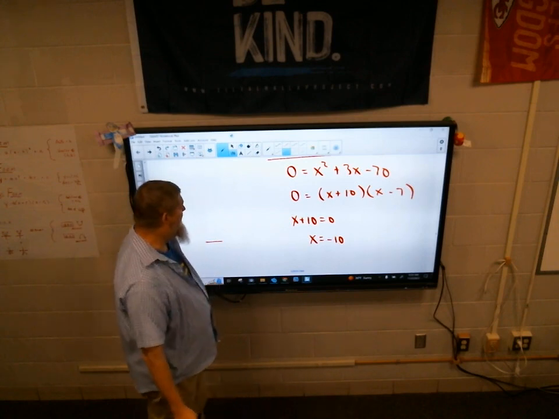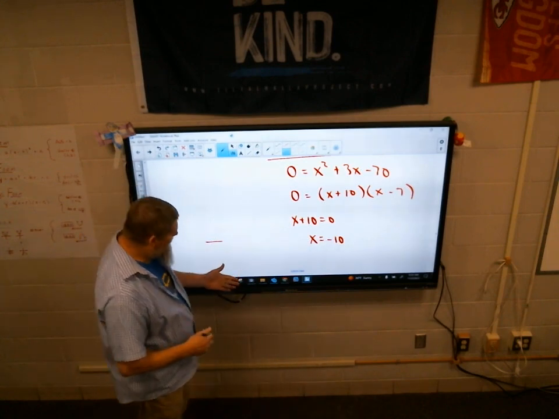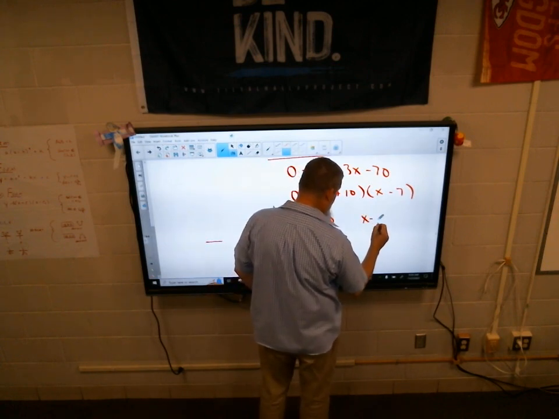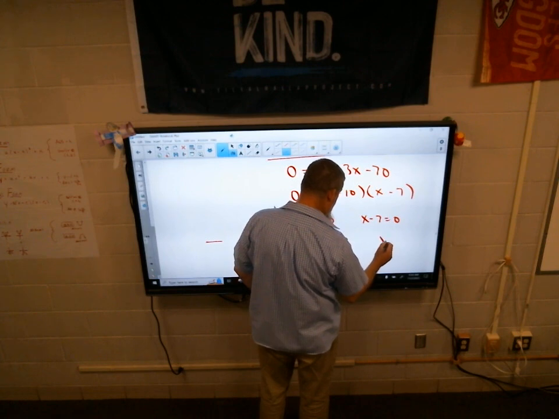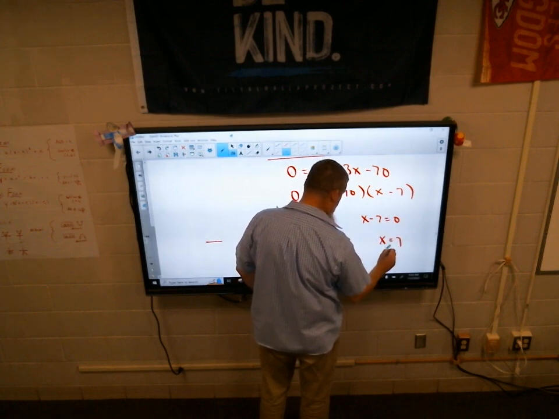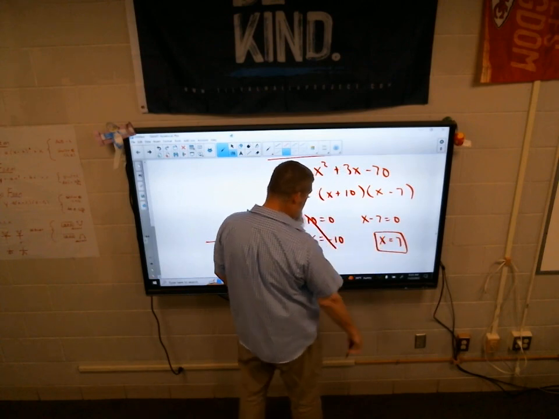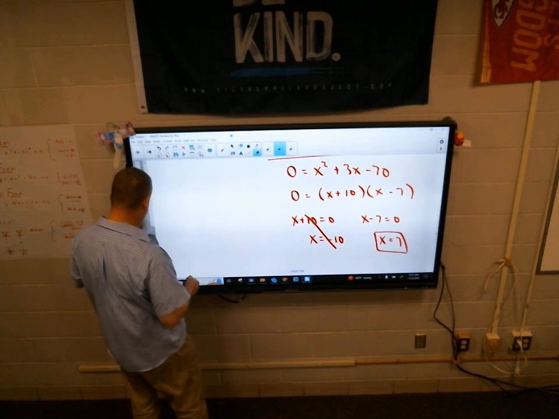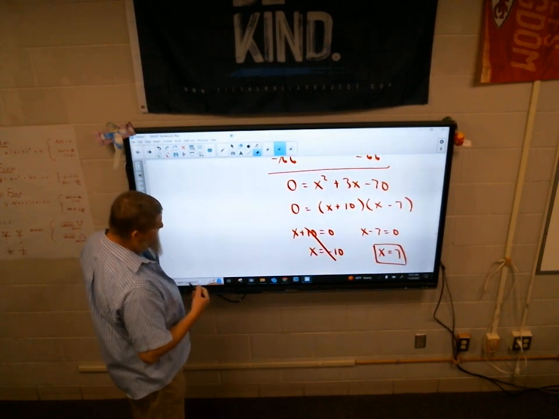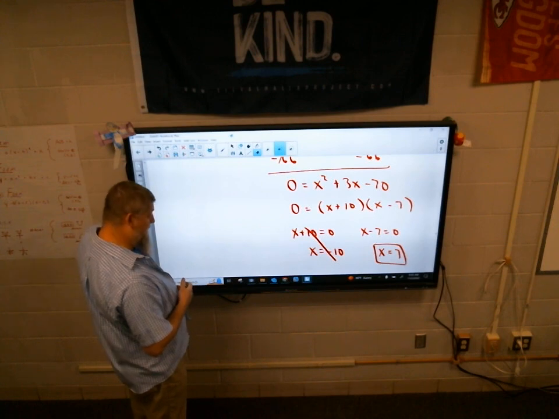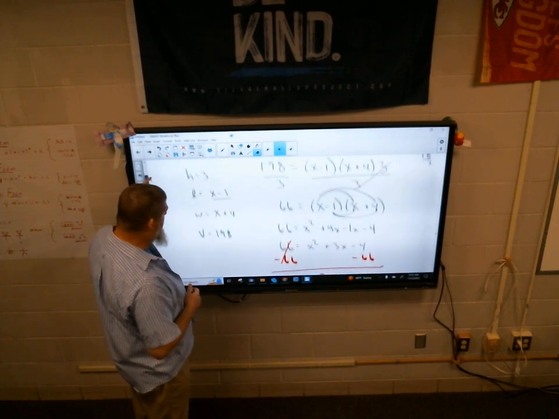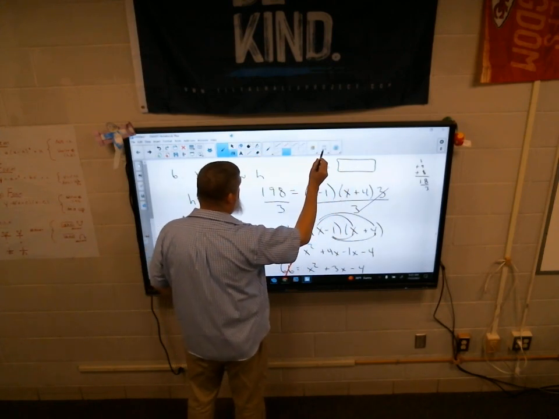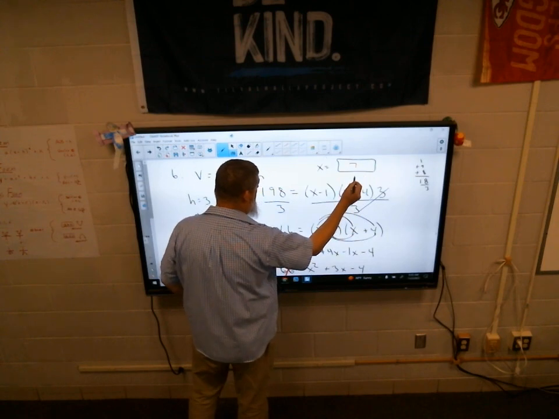And obviously, you can't have the distance of a prism be negative. So we're going to disregard this answer because it's a negative. And then I have x minus 7 equals 0. So x is going to equal positive 7. And that's probably going to be my answer. Okay? So x equals 7. Now, if I wanted to solve this and know for a fact that this was the correct answer, that I was correct, I know that x equals 7. Let's go back and check.